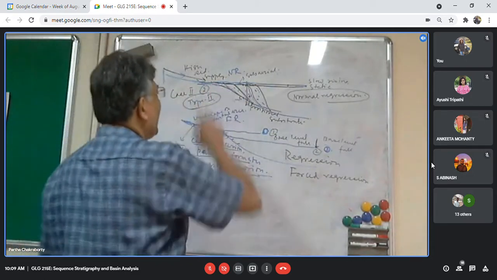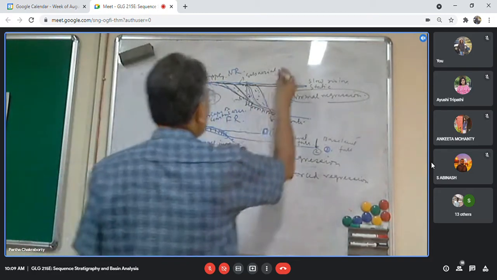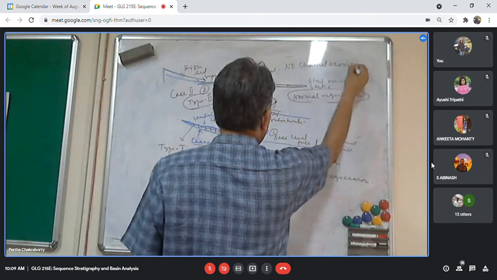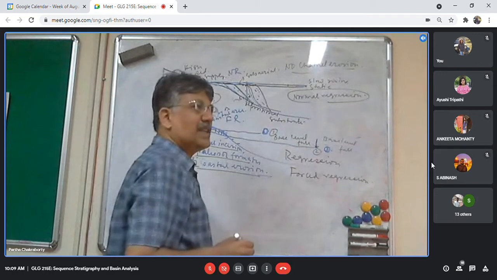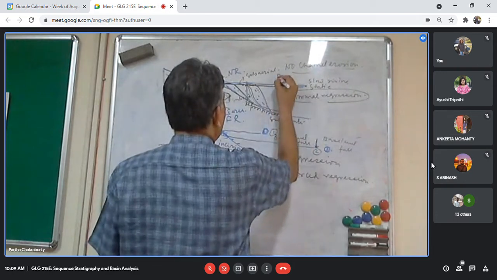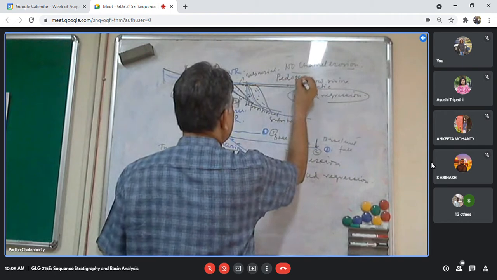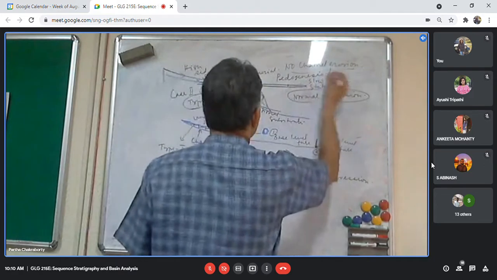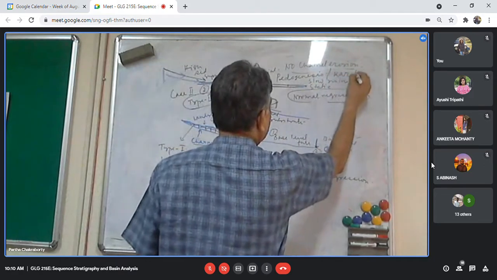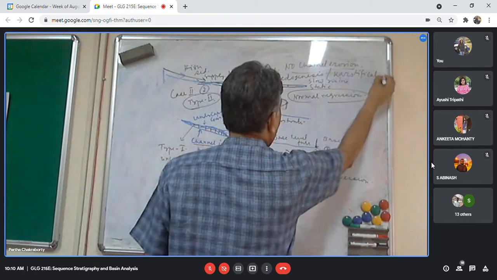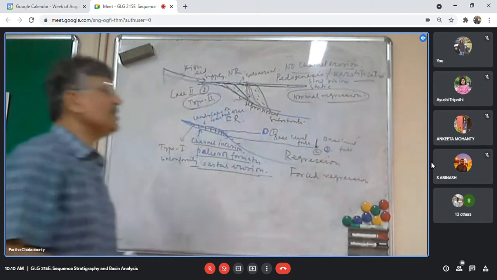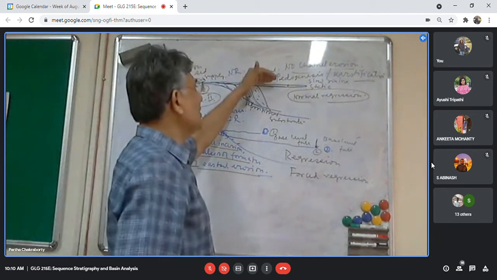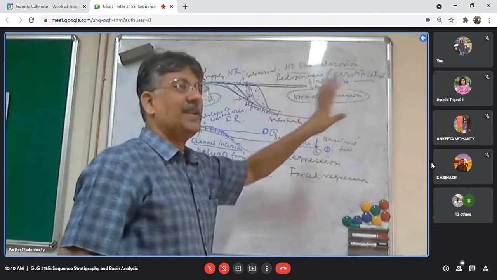So what will be the character of this unconformity? There will be no channel erosion. What you may expect here is pedogenesis. In case of carbonate, you may expect karstification. All this happens when the depositional substrate comes here and becomes subaerial. So you get pedogenesis and acidification, but no channel incision.